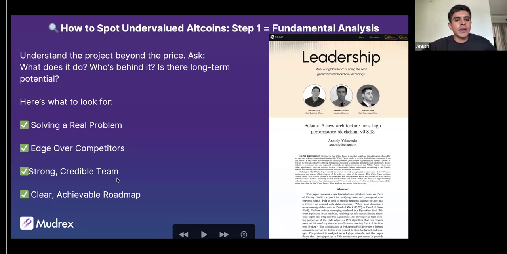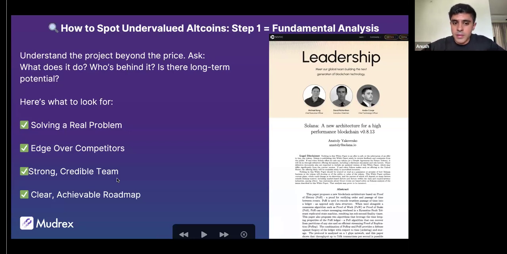Okay. Next, who's behind the project? This one's big. The team matters a lot. Just like you wouldn't back a startup without knowing who's running it, you don't want to invest in a crypto project without understanding who's behind the scenes. Ask yourself these questions as well. Does the team have experience in tech, experience in crypto? Have they built successful projects in the past? Are they doxed, meaning their identities, is it public or are they anonymous?